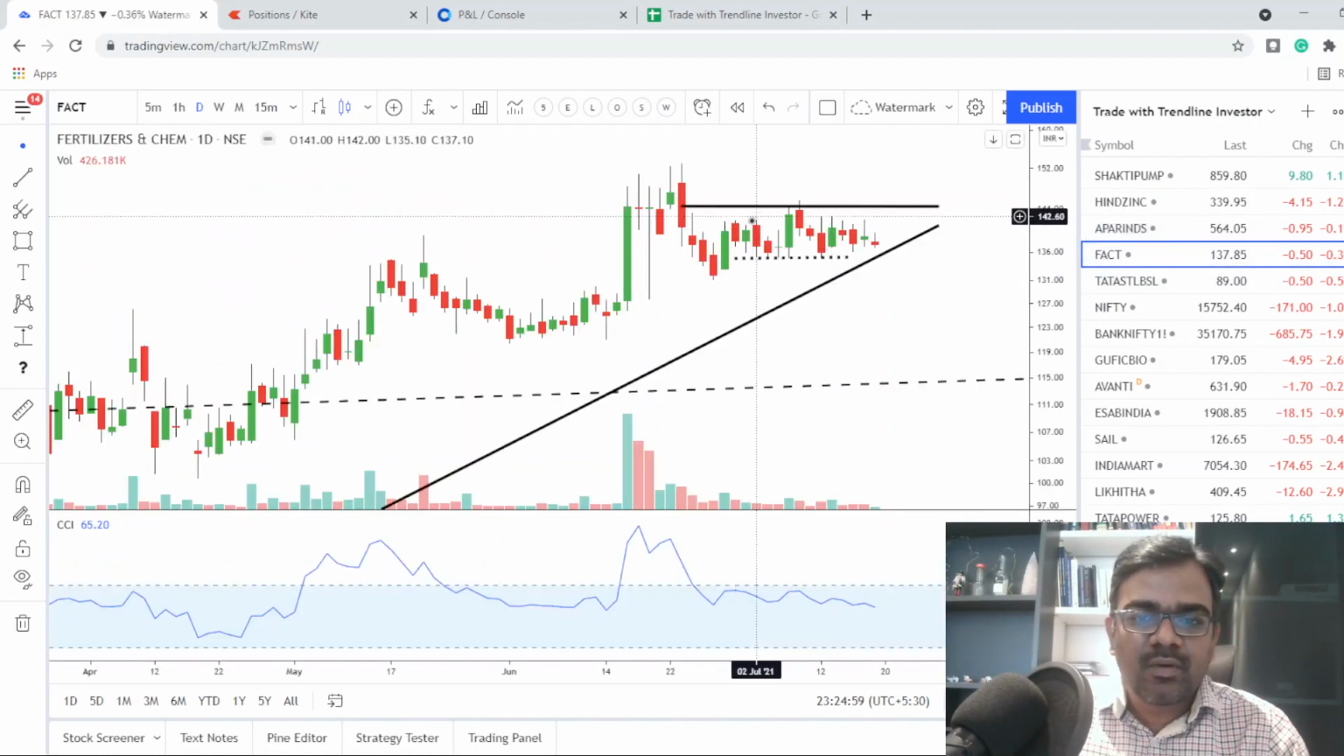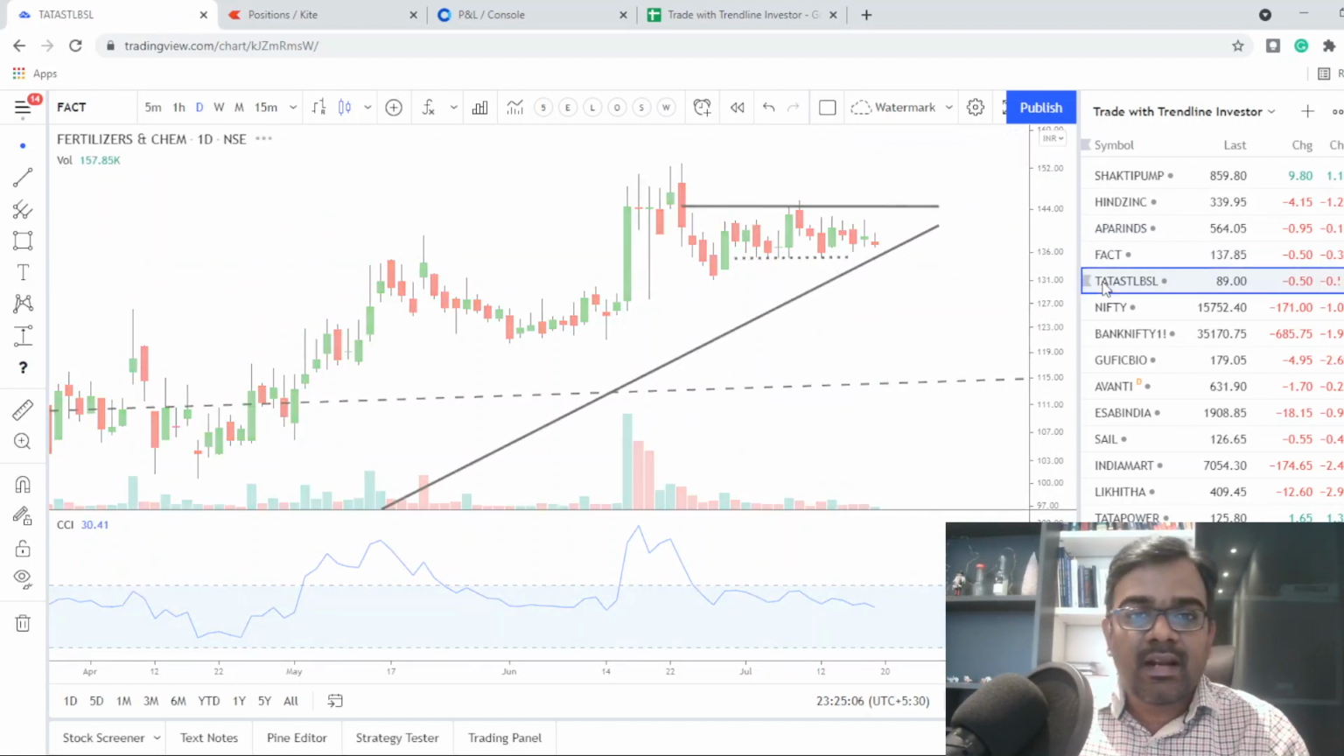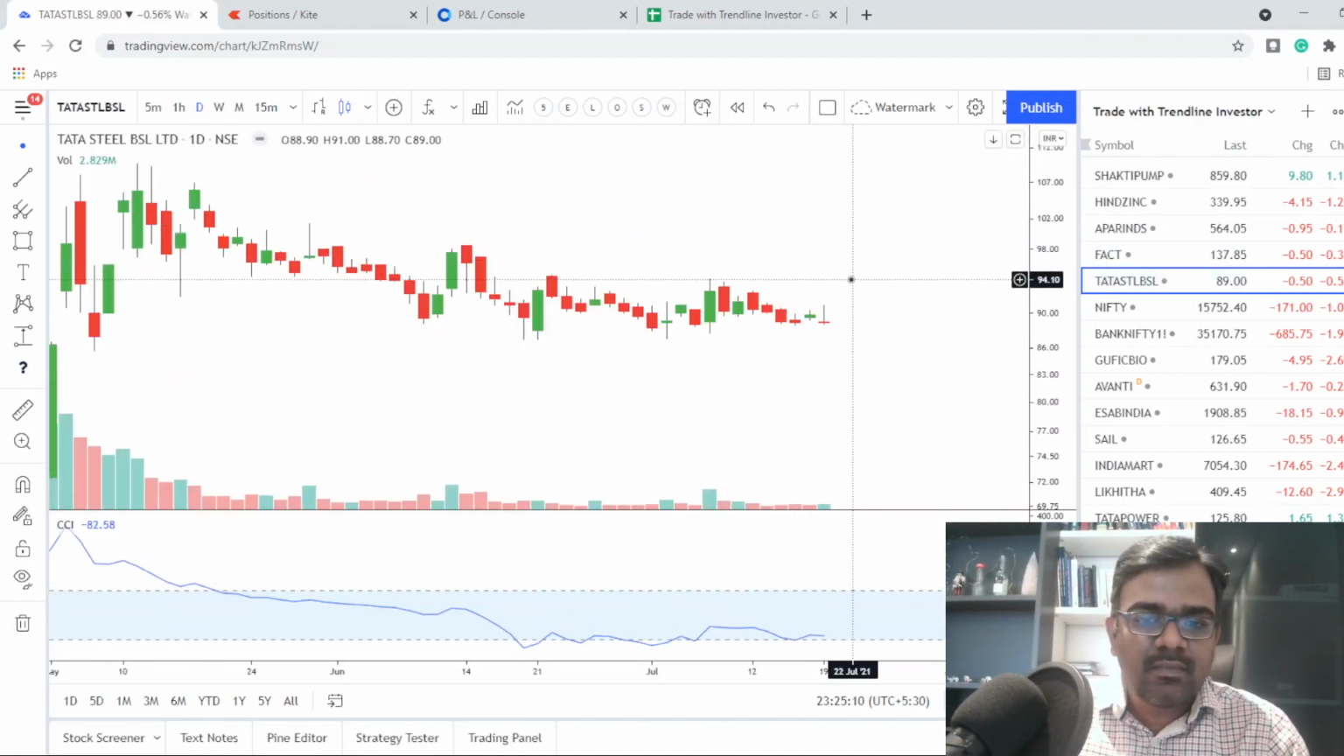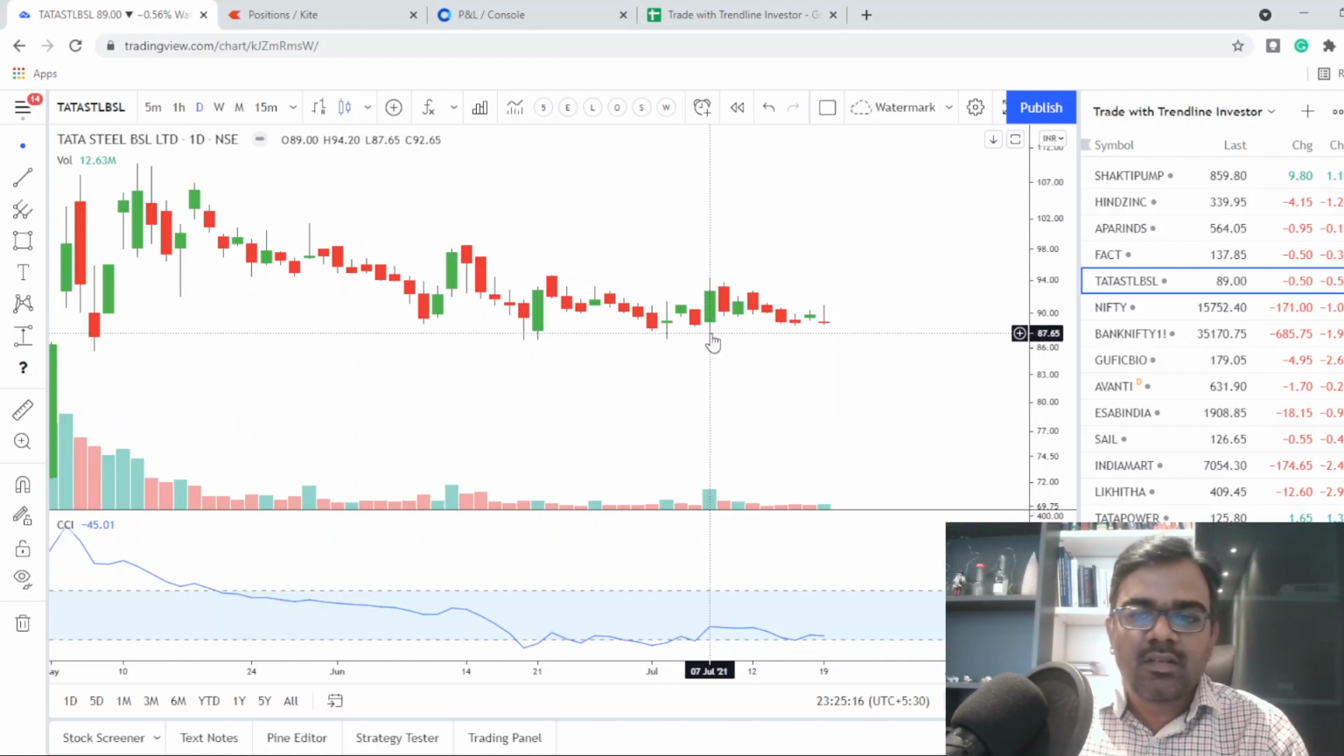So right now this is going sideways, and if it goes up, our stop loss will still continue to be here, right? So that's why I'm not trailing my stop. I'm not adding more to FACT. On Tata Steel, Bhushan Limited, also the same. If it goes above this point, then it's a fresh breakout, but then my stop loss still continues to be here, so I'm not going to add more of Bhushan Steel as well.